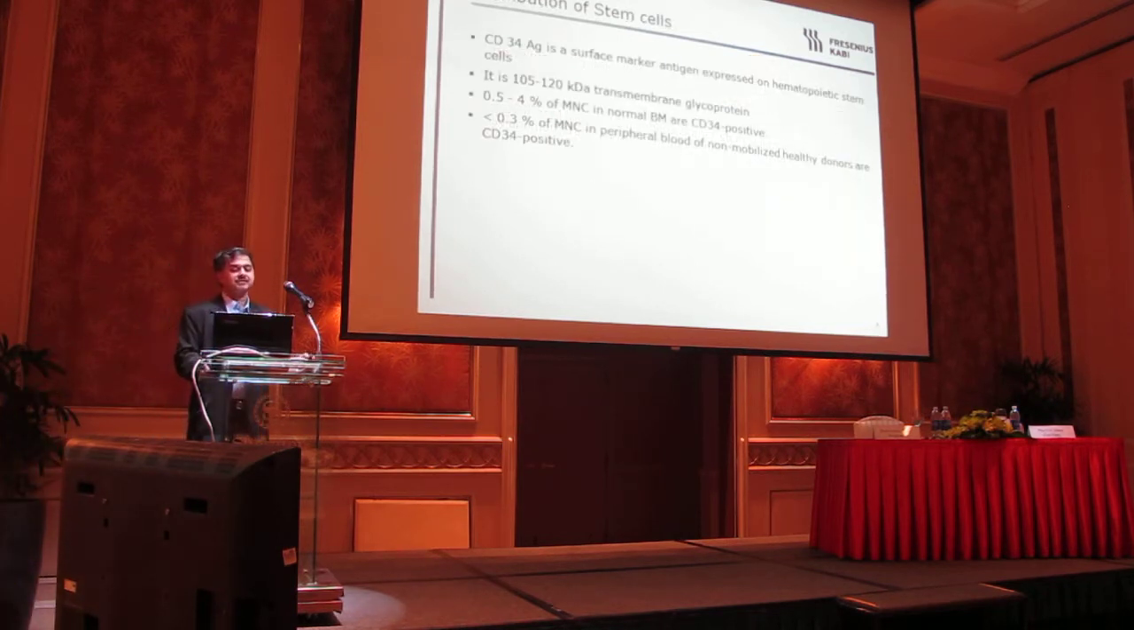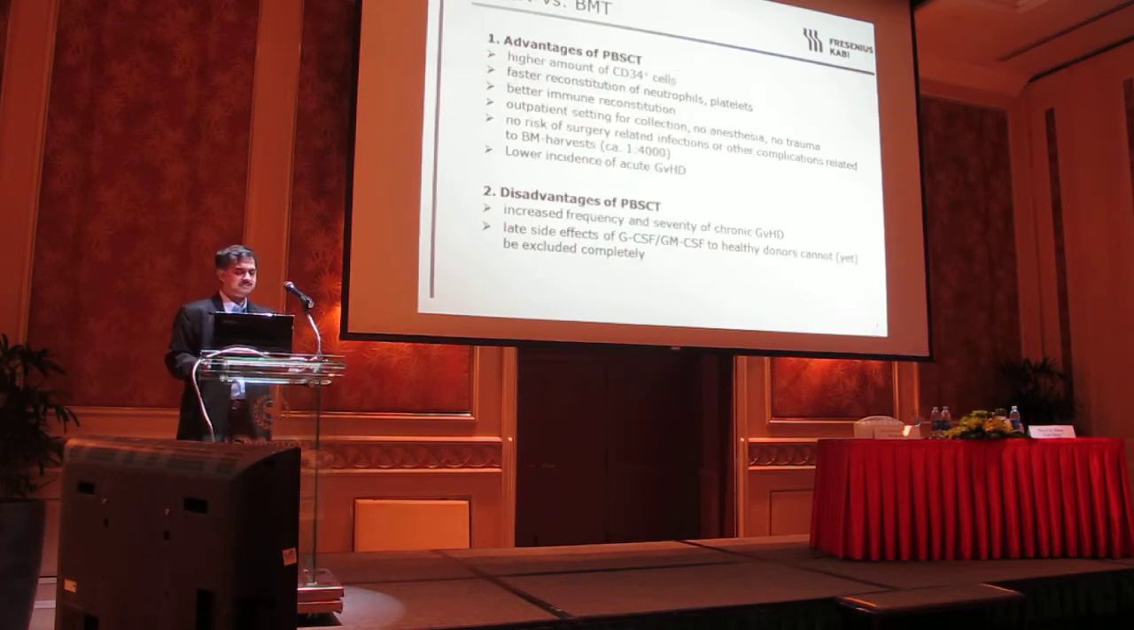The main surface antigen is the CD34 marker antigen, which is expressed on the hematopoietic stem cells. It's found in 0.5 to 4% of the mononuclear cells, and less than 0.3% of the mononuclear cells in the peripheral blood are CD34 positive. That is the reason why we need to increase the mobilization of the CD34 cells from the marrow into the peripheral blood. So, just highlighting the main advantages of the peripheral blood stem cell collection.